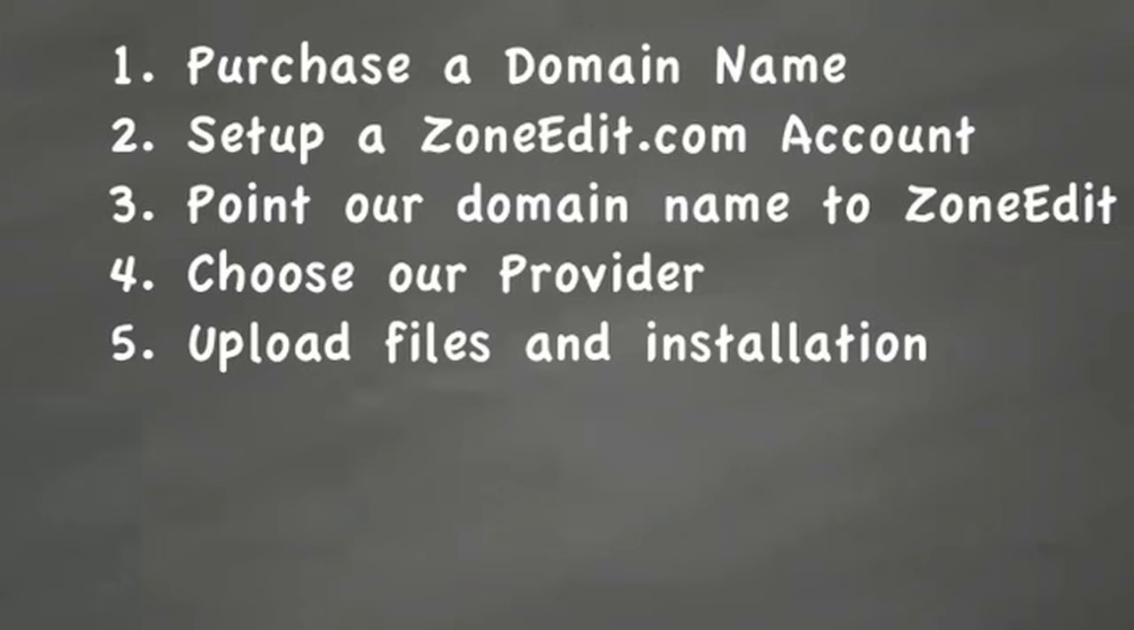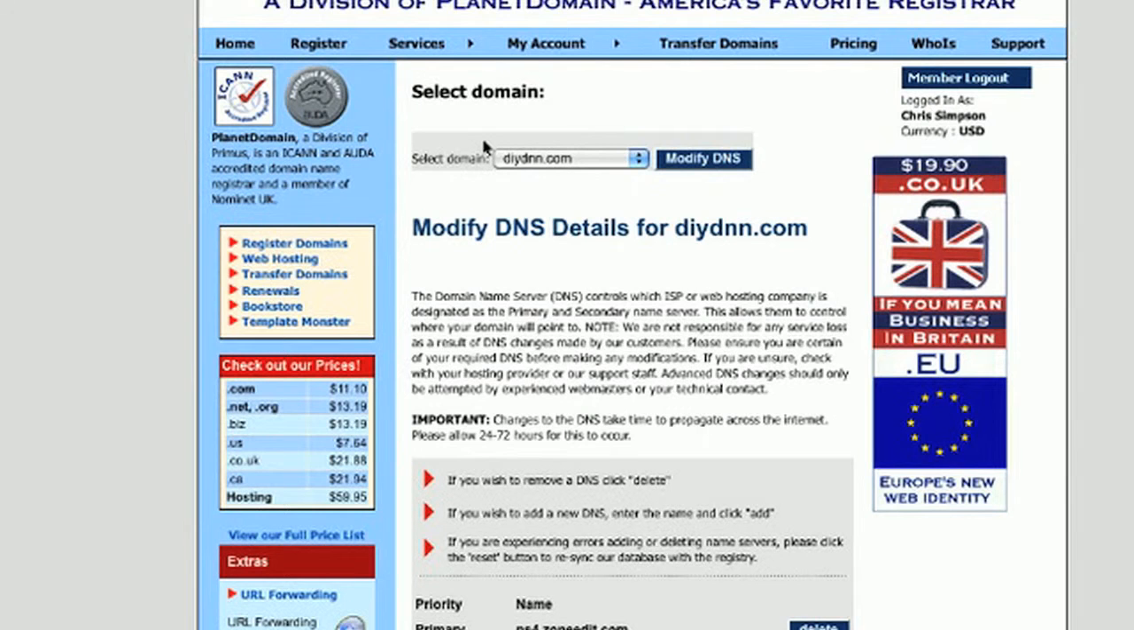Number 3 is we actually go back to where we purchased our domain name, and you're going to point it to zoneedit.com, and I'll show you all these really quickly. And then finally, choose your provider, and we'll go over what we're looking for in that hosting provider. And then finally, you'll be uploading your files and then going back to the installation videos to work through the installation.